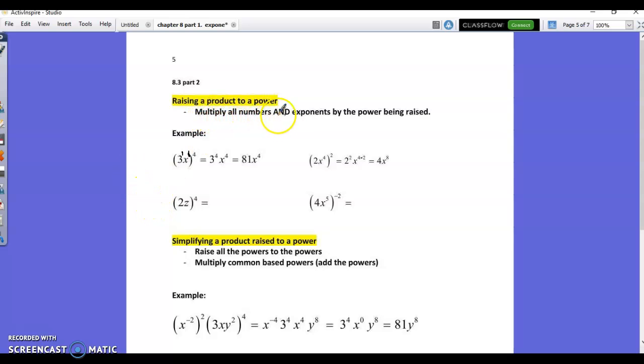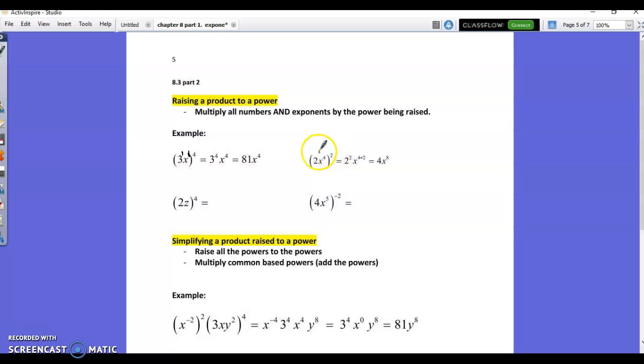So we're going to multiply all numbers and exponents by the power being raised. So if you look at this example, and this little 1 will make more sense, 4 times 1 for that 3 is 3 to the 4th power. And 4 times 1 for that x is x to the 4th power. Now, in the final answer, I raised 3 to the 4th power to get 81. That's how I got that final answer.